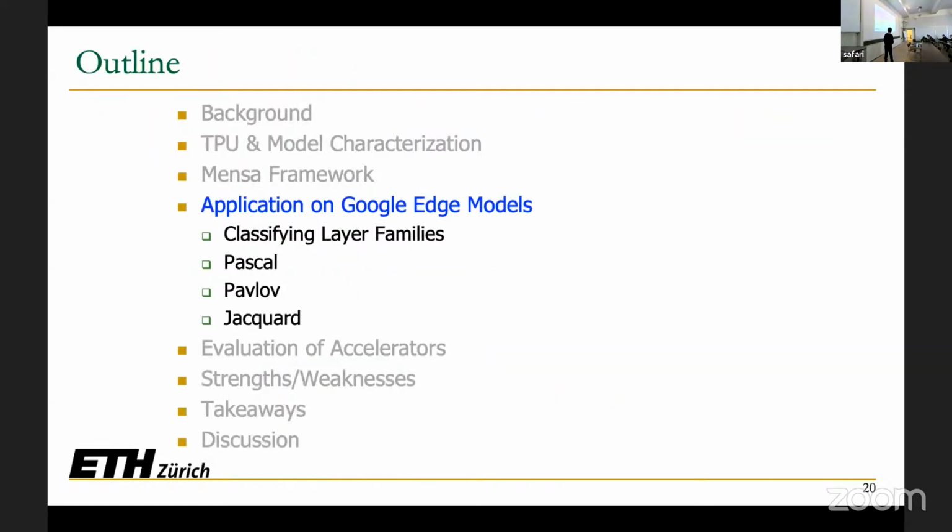So now I'll talk about an application on the Google Edge models, which is Mensa-G, for Mensa Google. And I'll talk about classifying layer families and the different types of accelerators.